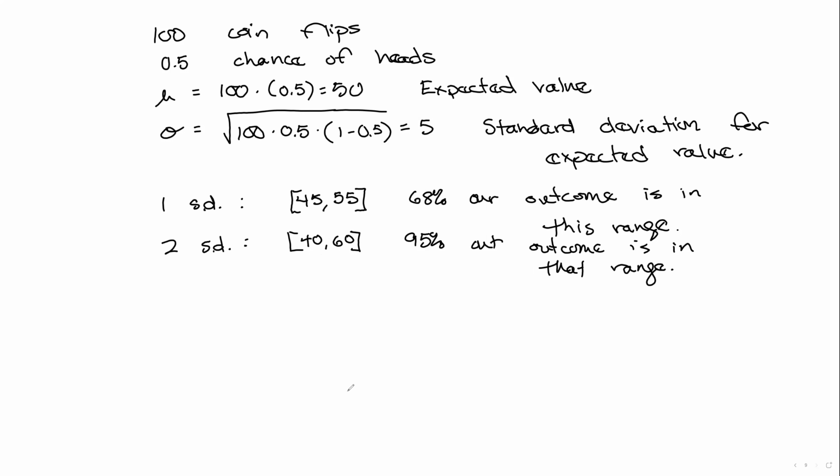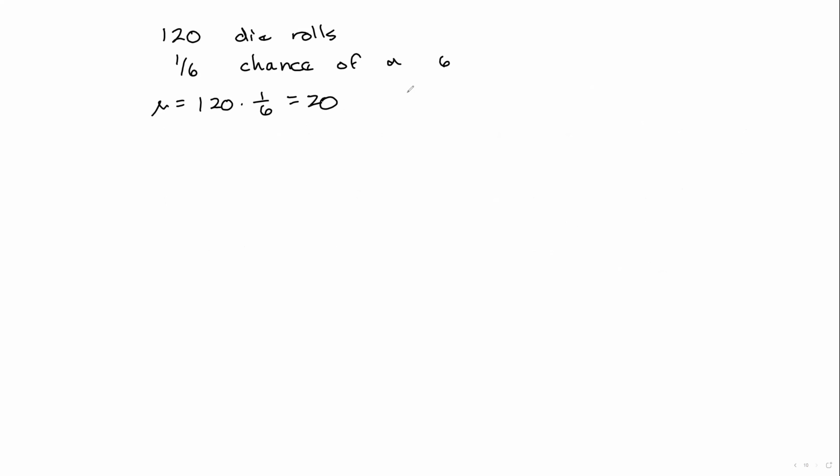And so you can do this with the other examples. I went through and did it with the dice roll. So we're rolling a die, 120 die rolls. That just sounds weird, but I guess that's right. 120 die rolls. There is a 1/6 chance of getting a 6. Then our expected value is 120 times 1/6 equals 20.